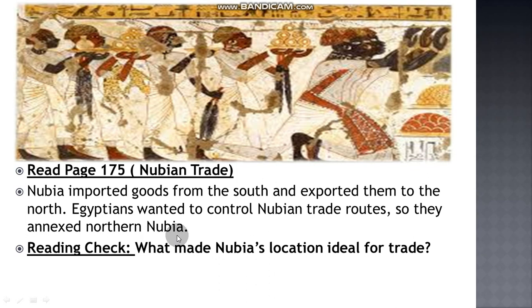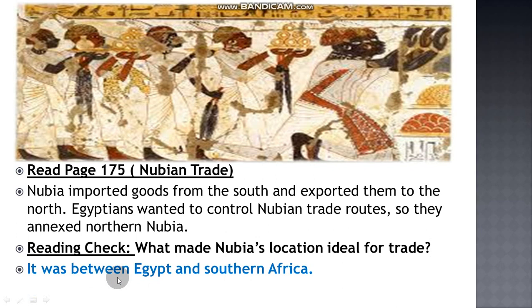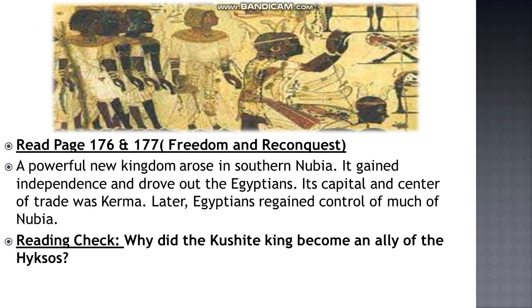Now, the question for this part is, what made Nubia's location ideal for trade? It was between Egypt and Southern Africa. Okay, so again, what made Nubia's location ideal? It's because it was between Egypt and Southern Africa. Next, page 176 and 177 talks about the freedom and reconquest.